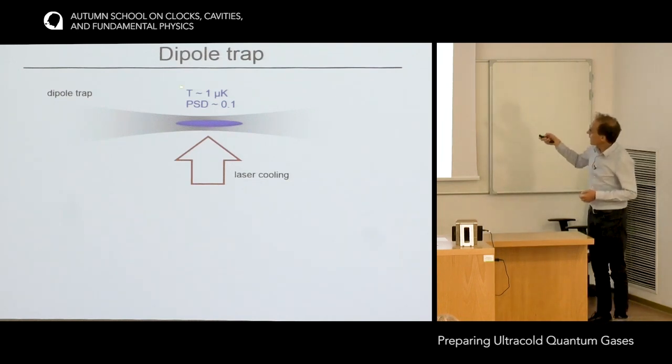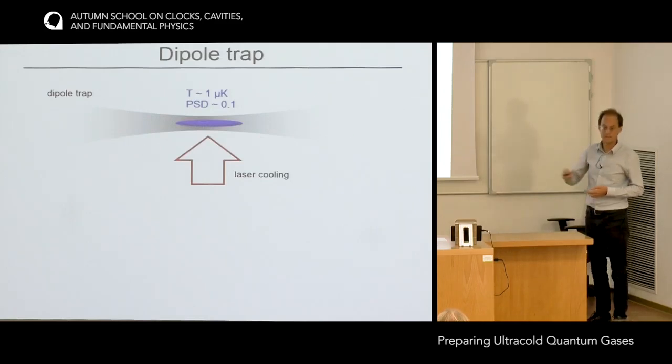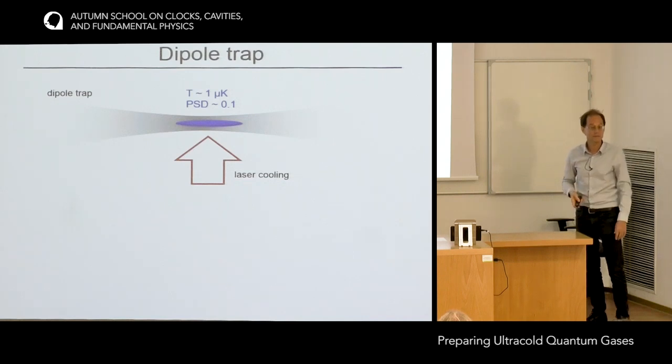By the way, having a magneto-optical trap with just 1 microkelvin temperature is really nice, because that means the optical dipole traps you are using don't need to be deep. 10 microkelvin is plenty.